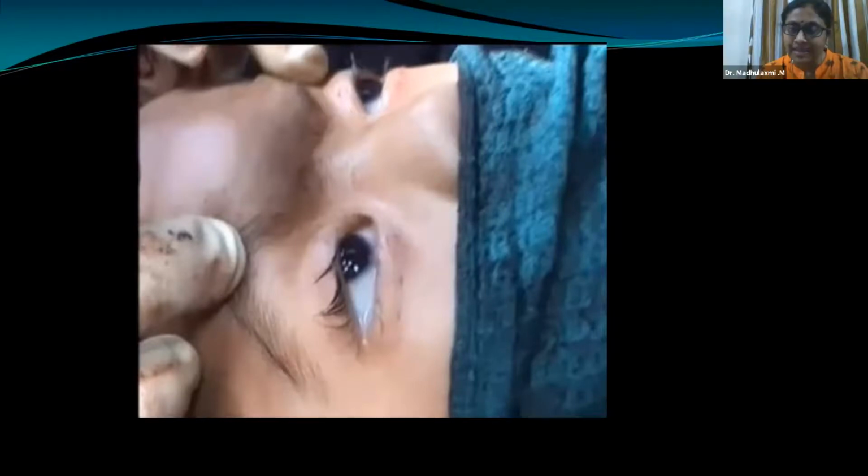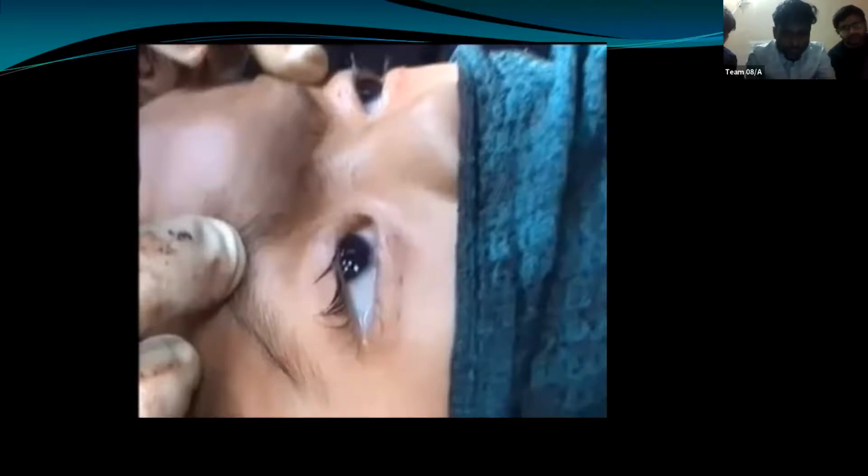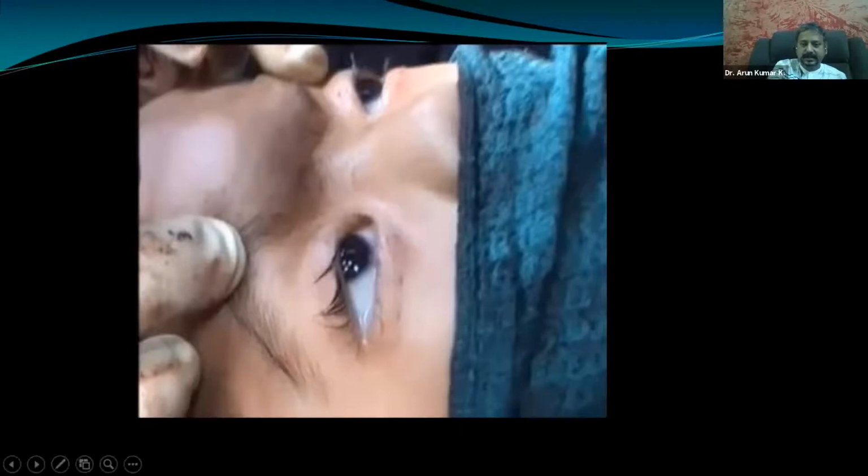Team 18. Team 8. Fronto-orbital band for craniosynostosis. Come again, team 8. Fronto-orbital band for craniosynostosis. Yeah, fronto-orbital advancement for craniosynostosis. That is correct. Team 8 got it right. So a point for team 8. It's craniosynostosis. We have done a fronto-orbital advancement.